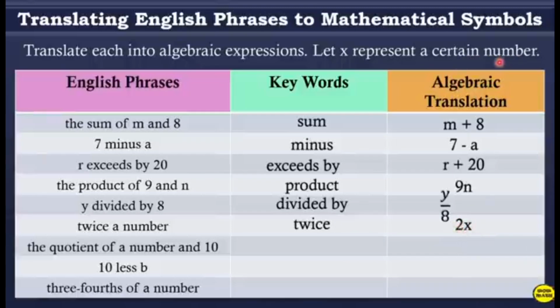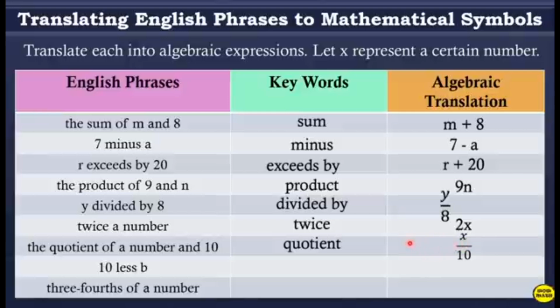Next is the quotient of a number and 10. So the keyword would be the quotient. So when we say quotient, the operation would be division. So we have the quotient of a number and 10. The number is represented by x, divided by 10. Again, you can make use of the fractional bar to indicate division. So we can have x divided by 10.